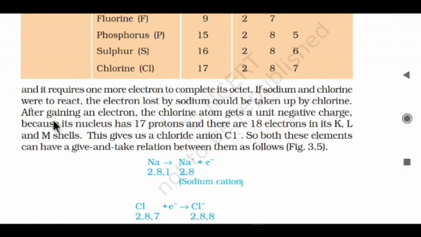If sodium and chlorine were to react, the electron lost by sodium could be taken up by chlorine. After gaining an electron, a chlorine atom gets a negative charge because its nucleus has 17 protons and there are 18 electrons, meaning one minus charge. In its K, L and M shells, this gives us a chloride ion, Cl minus. So why Cl minus? Because chlorine is accepting one electron from the other. So both these elements have a give and take relation between them.